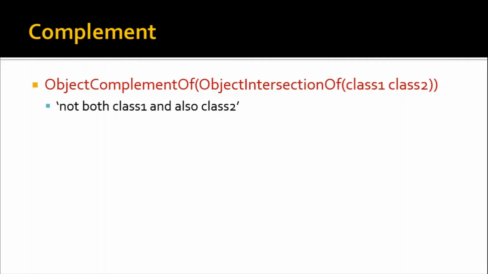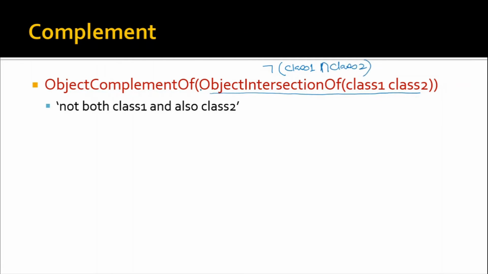Let us look at the different combinations we can think of concerning complement. If we have a structure like this, object complement of object intersection of class 1 and class 2, right? So in the class expression inside the complement, we have the intersection of class 1 and class 2. If we want to represent this in set theoretic notation, it will be the negation, the complement of class 1 intersection class 2.